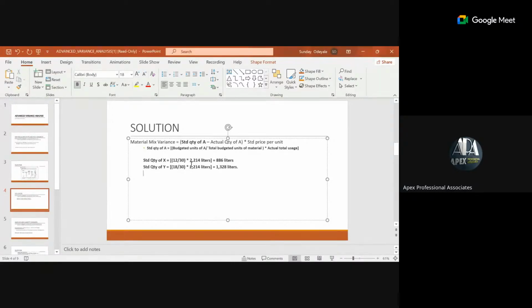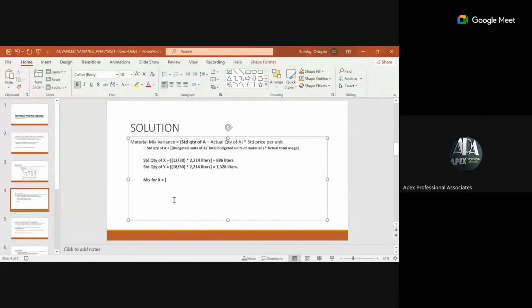So we can now go ahead to calculate our material mix variance. We've calculated the major thing we needed, which is the standard quantity. So now to calculate our material mix for A. See, someone is trying to join. So the material mix for X is going to be your standard quantity minus your actual quantity times your standard price per unit.